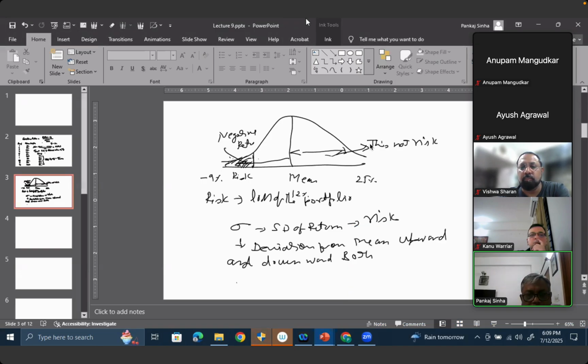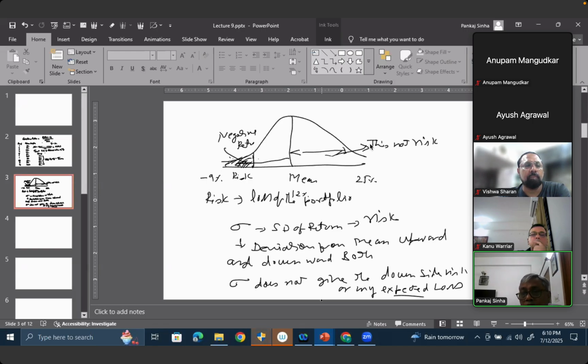Sigma doesn't talk about downside. Sigma does not give the downside risk, or my expected loss. But how much am I going to lose in my portfolio? I have a constructed portfolio, collected 50 stocks, and I have put my money. What is my expected loss? Any portfolio manager, they just give you the sigma.